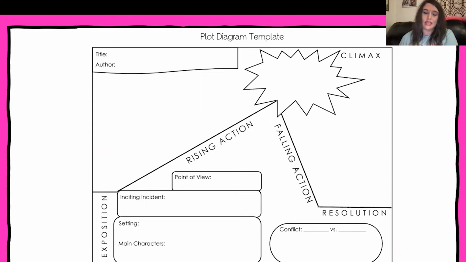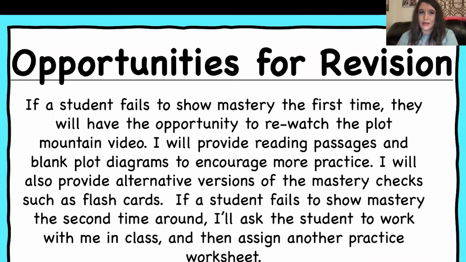And here's an example. It shows you the setting. I want to know the characters. I want to know, and as I go along, I'm going to break all this down. A lot of this we've talked about before the plot lesson, which was setting and characters. So they know those already, but this is just an example of what it would look like.